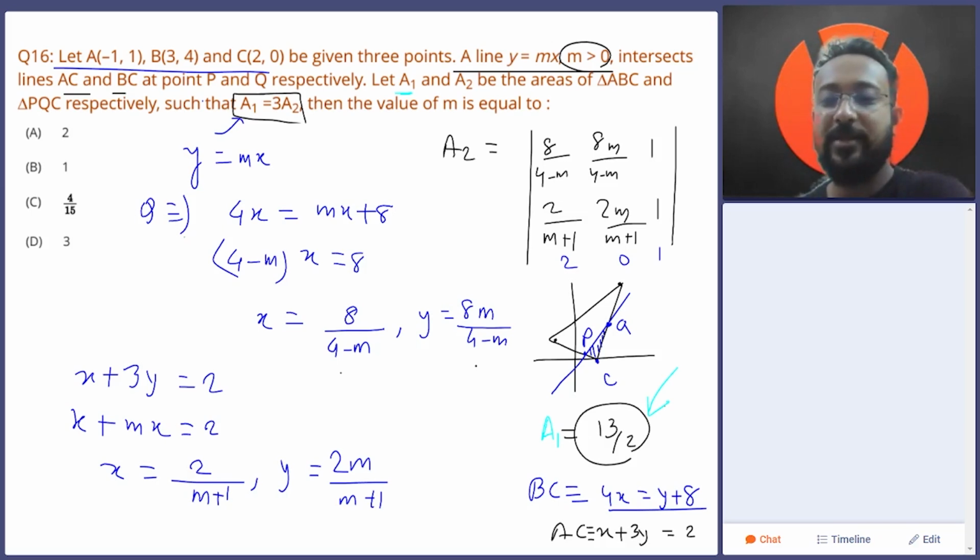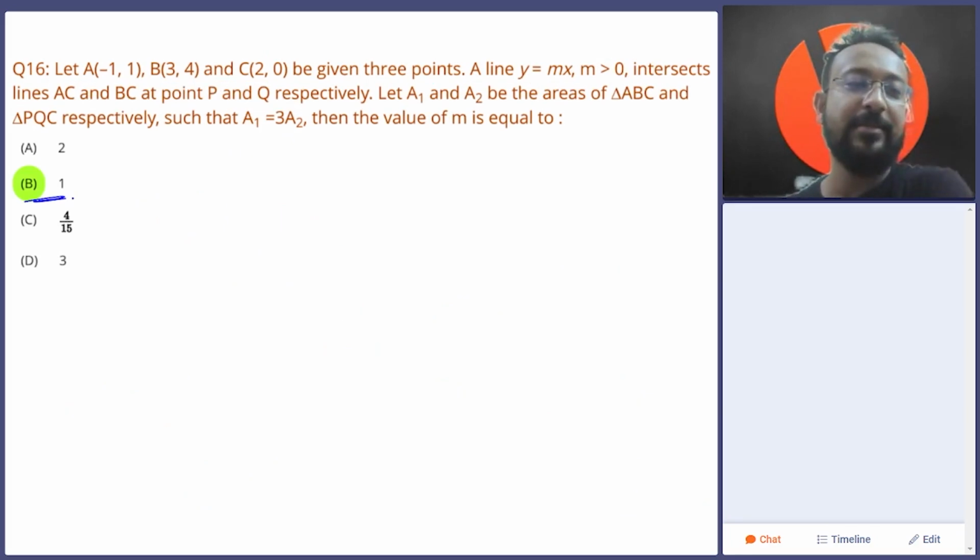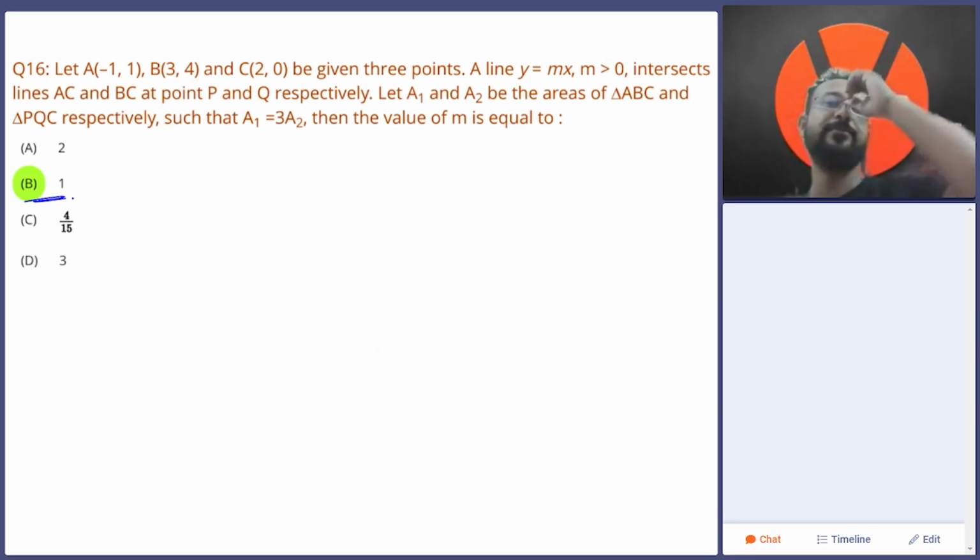Yes, so the area we have calculated is 13 by 2, and A2 you will get, once you put it, you will get m. Okay, so I'll leave it to you. Please do the calculation part, the last part. I hope that is clear for everybody. So let's check what the answer is coming. Answer m is coming out to be 1. Okay, please do it by yourself.